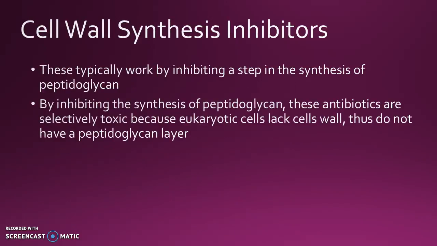The cell wall synthesis inhibitors typically work by inhibiting a step in the synthesis of the peptidoglycan layer. By inhibiting the synthesis of peptidoglycan, these antibiotics are selectively toxic because eukaryotic cells lack cell walls, thus don't have a peptidoglycan layer. And it's really good for antibiotics to work this way. When they're selectively toxic, it will kill the bacteria cells, but it won't kill the eukaryotic host cell, which is really what we're looking for.